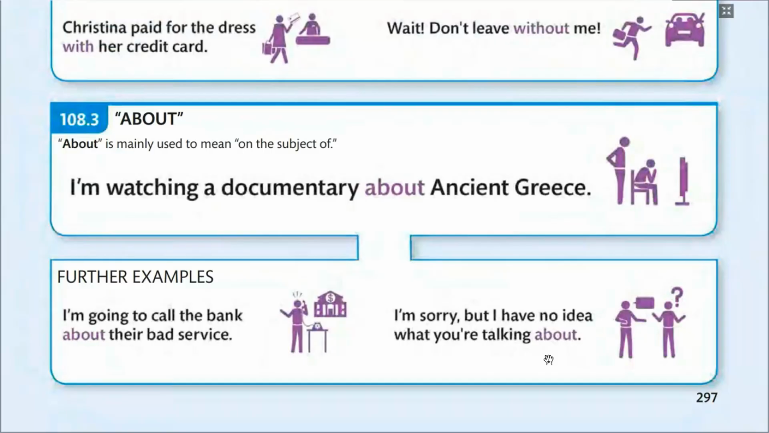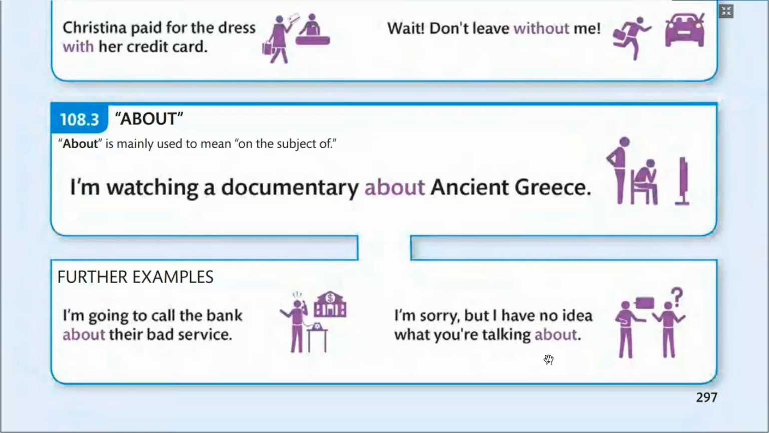Let's talk about about. About is mainly used to mean on the subject of. I am watching a documentary about ancient Greece. The subject matter of that documentary is ancient Greece. I am going to call the bank about their bad service. What's the subject of intent? What do you want to call the bank for? Their bad service. I am sorry, but I have no idea what you are talking about.